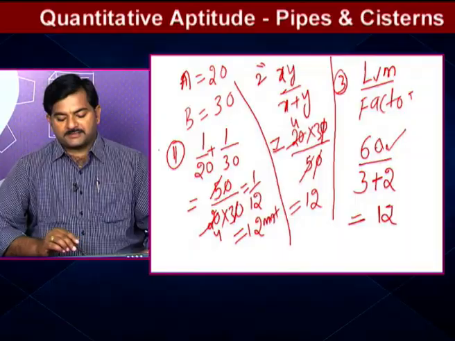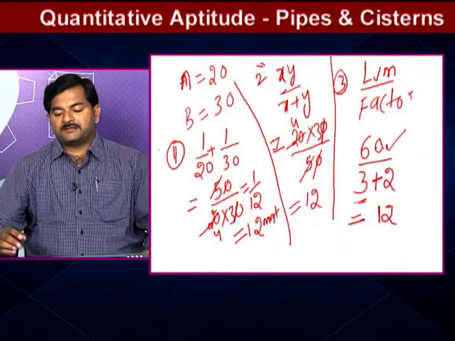So here, by doing cross multiplication, I am getting 12 minutes. And the second method is one formula, that is xy by x plus y, where x equals 20 and y equals 30. Same answer I am getting. In the third case, LCM by factors. If you have an idea regarding this LCM by factors, then it is very easy.